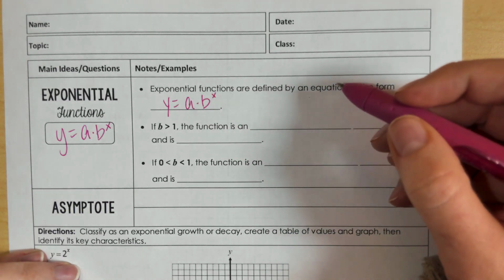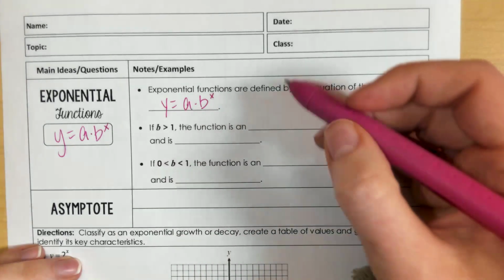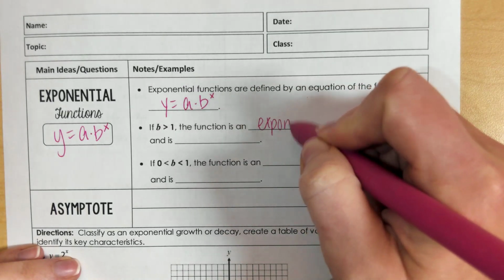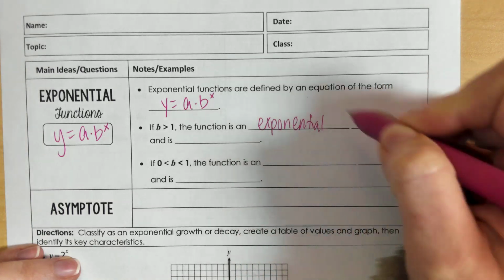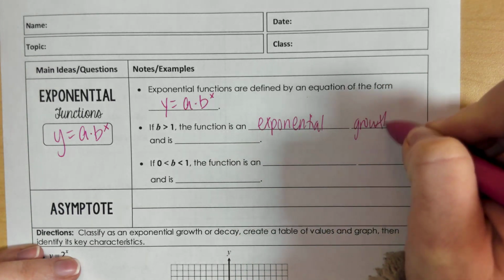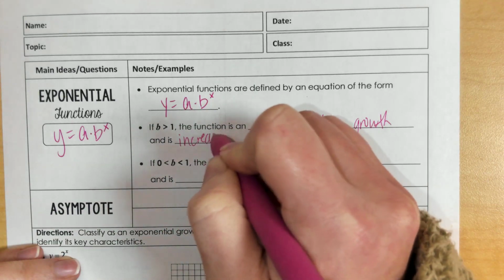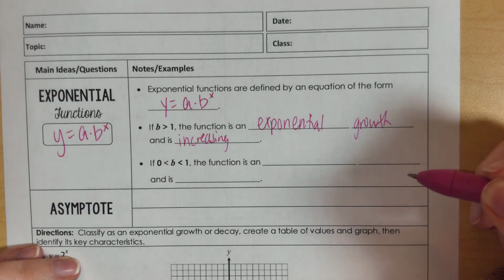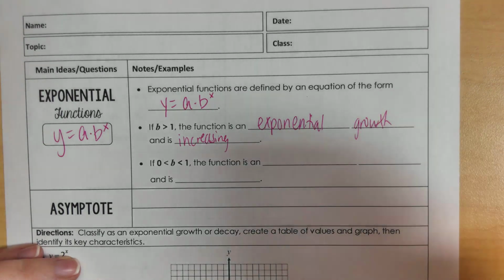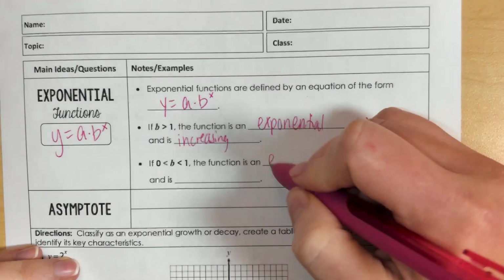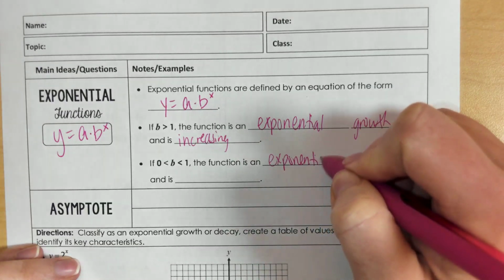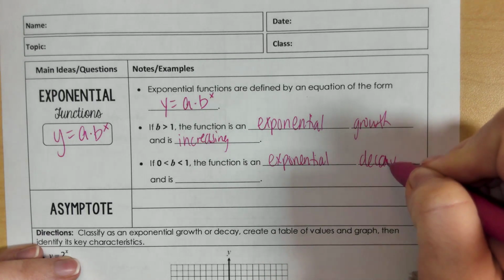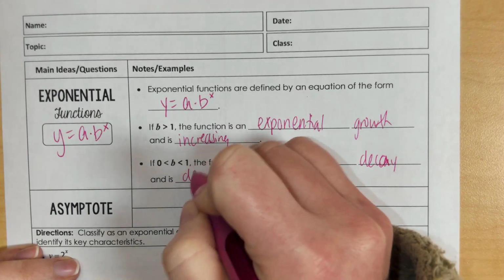So when we talk about exponential functions, there's a couple important things to remember. If b is greater than 1, then the function is what we consider to be an exponential growth, and it is increasing. Just what you would think, if something's growing, it's increasing. And if that b value is between 0 and 1, then the function is an exponential decay, meaning that it is decreasing.